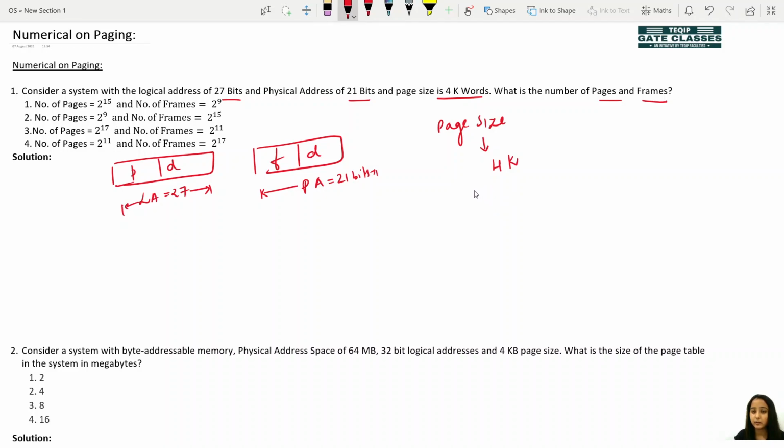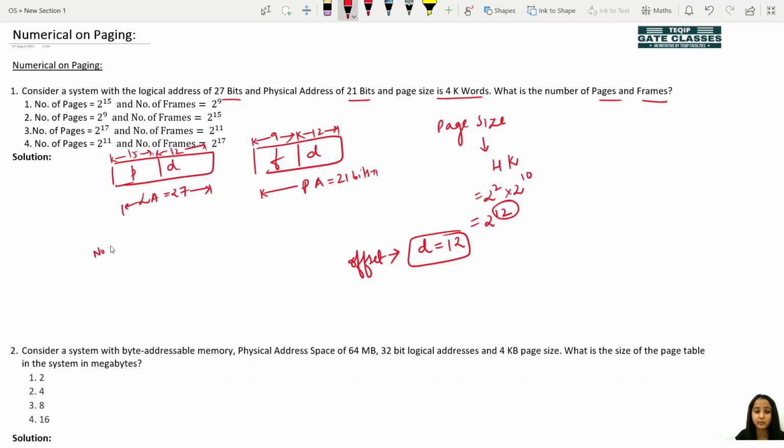So it is 2 raised to power 2 into 2 raised to power 10. How much is it? 2 raised to power 12. So from here I can find out the offset. This is also another way I can find out the offset. D is 12. So from here I can write D is 12. Here also D is 12. 21 minus 12 is 9. Okay. And 27 minus 12 is 15. So I have found it out. So the page number is 15.